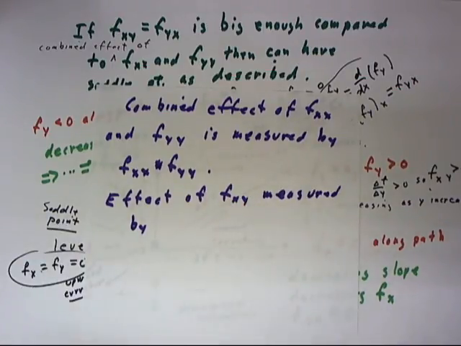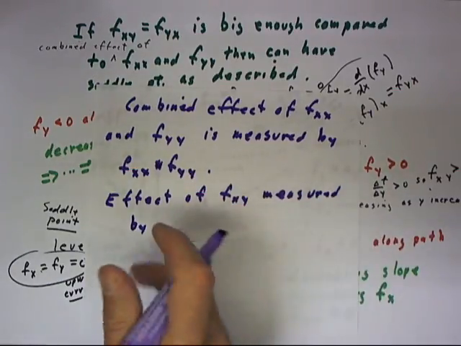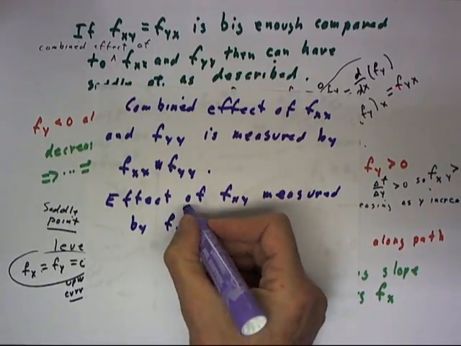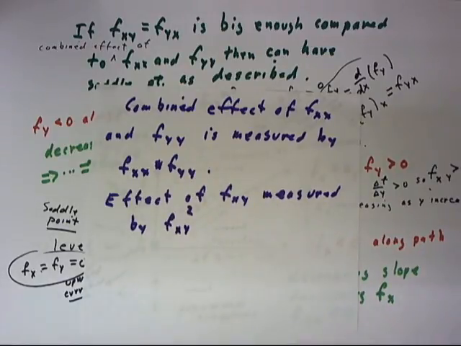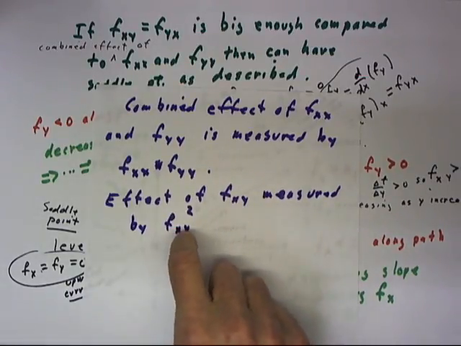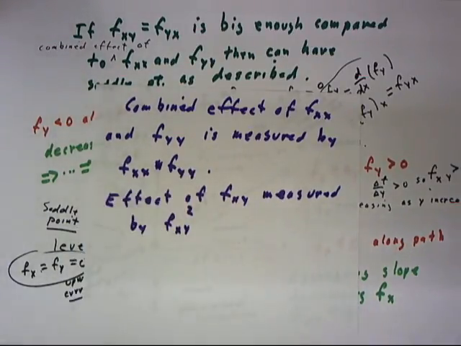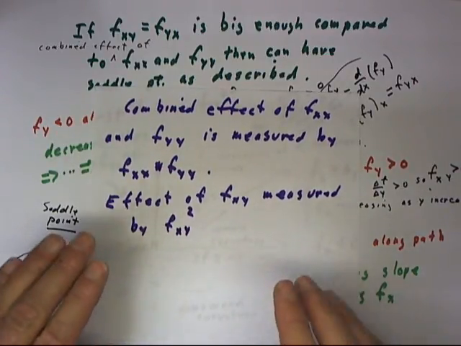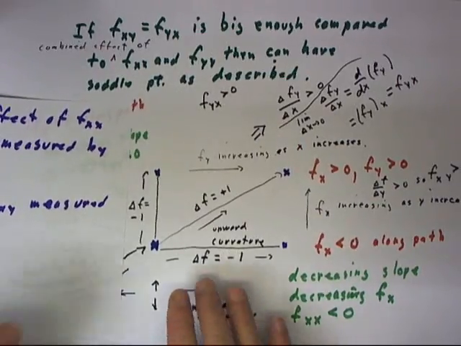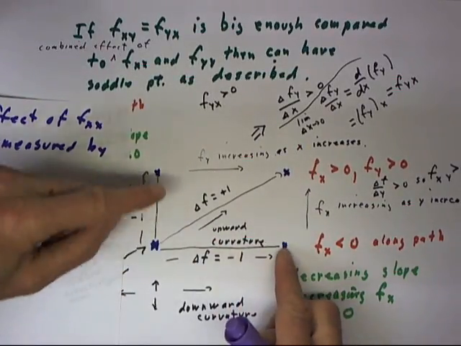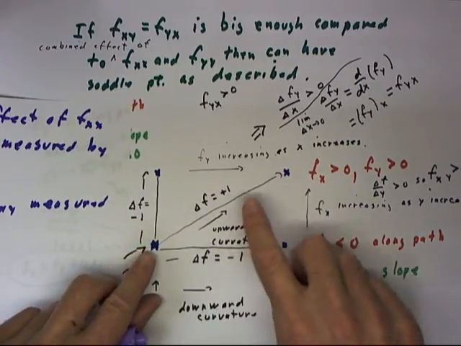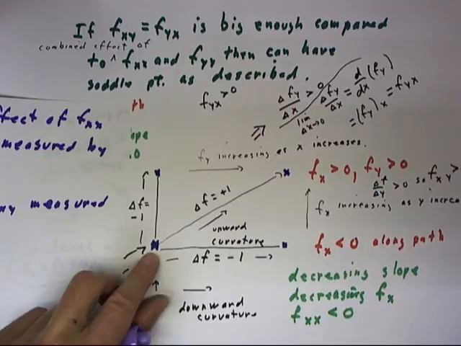Again, when we get to the epsilons and deltas, we'll see why it's so, but the effect of fxy is then going to be measured by fxy squared, multiplying fxy by itself, so that this term basically has the same order as this term. This allows a comparison between the tendency of curvature to change the function as we move in this and this direction, and the tendency for the curvature to drive the change in the function as we move in this direction.